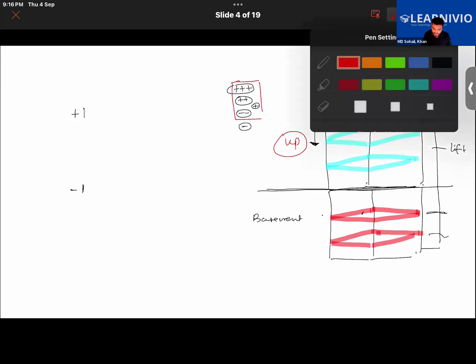All right. Now we can even add the numbers in order to keep track of the movement.